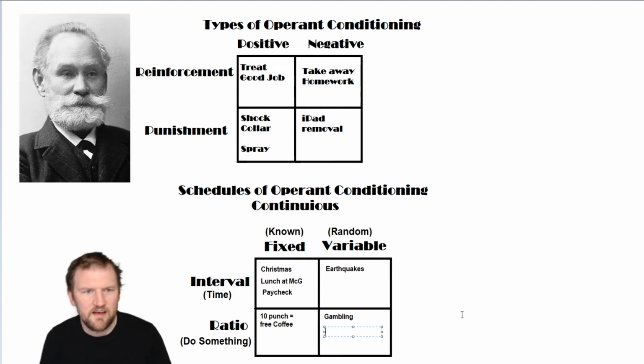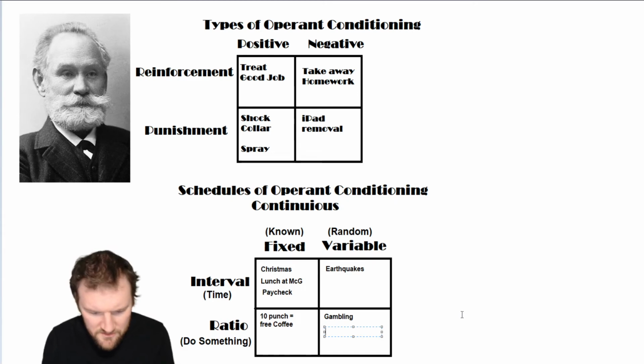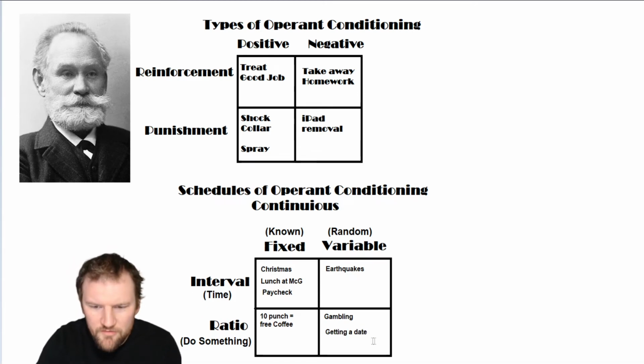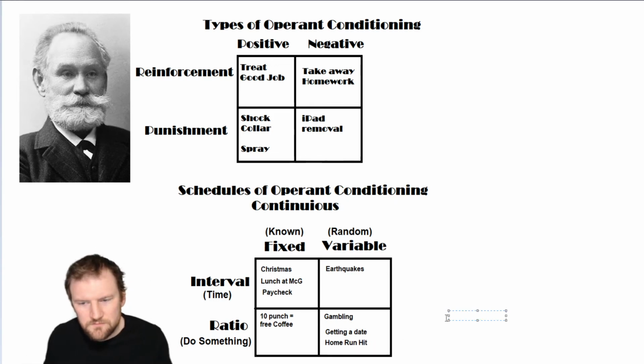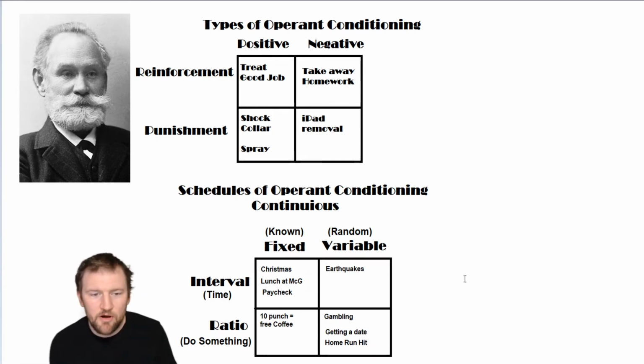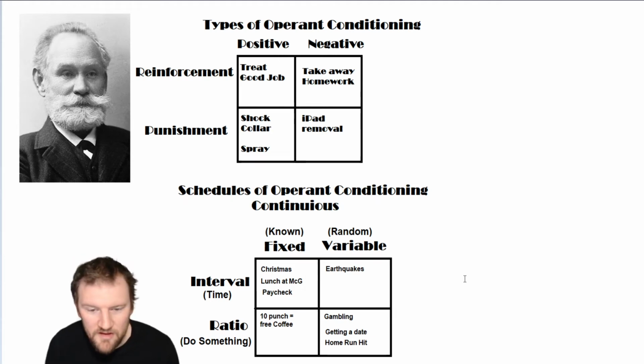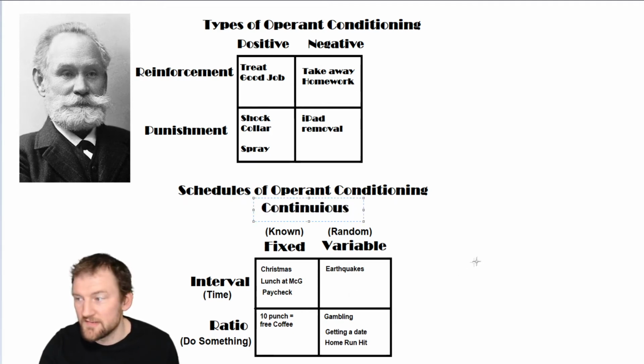Also, asking another person out on a date would be variable ratio because you have to say, will you go out with me? And they may or may not say yes. A lot of sports would be variable ratio, like home runs. Because you actually have to hit the ball in order to have the chance to get a home run or get on first base or whatever. But you may or may not do that or strike out or anything like that. So that's the schedules of operant conditioning. They are either continuous if it happens every time, or they would be one of these four things if it is not continuous.